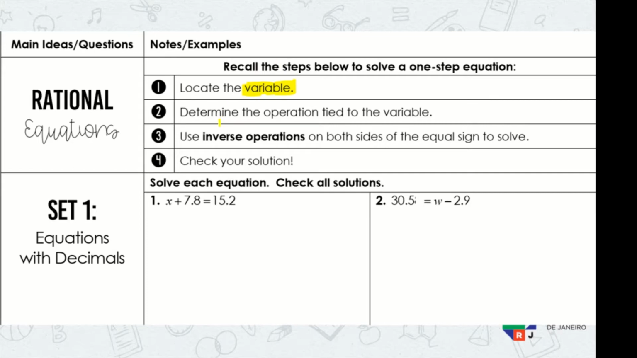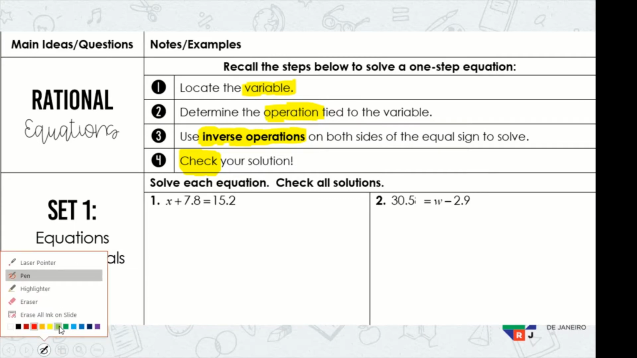Step 2, determine the operation tied to the variable. It's the same thing. We need to verify the operation tied to the variable. Step 3, you need to use the inverse operation, the opposite operation. Great. Remember that. And step number 4 is still the same thing. You need to check your solution. Nice. The steps are still the same. Don't change them. And how can I solve it, mister? Here, we start with decimals. Let's start with decimals, and after, give time to your work.